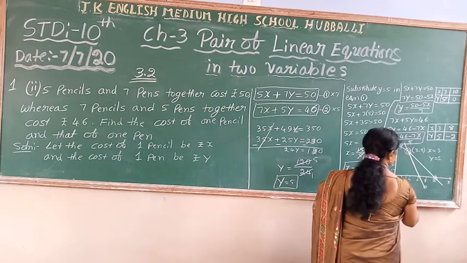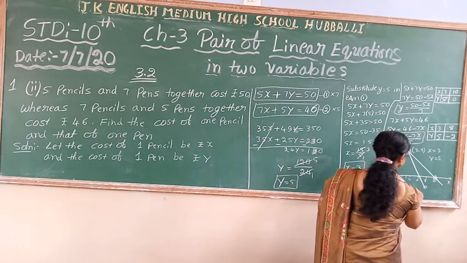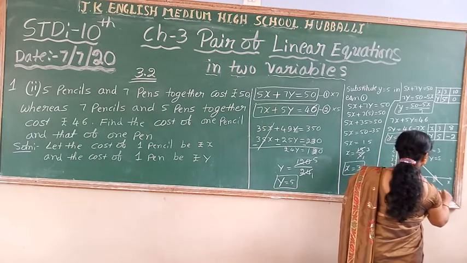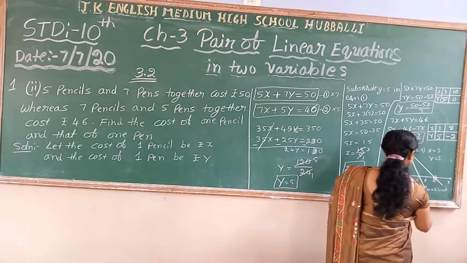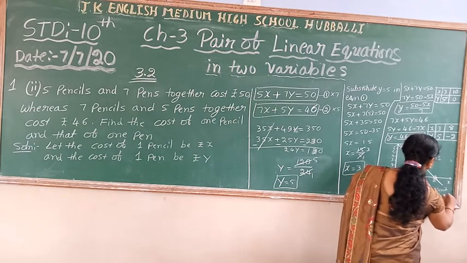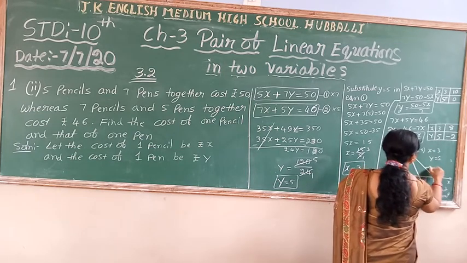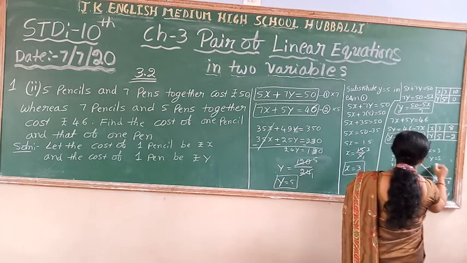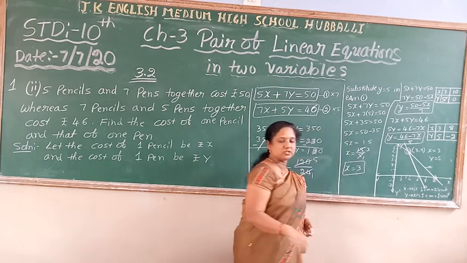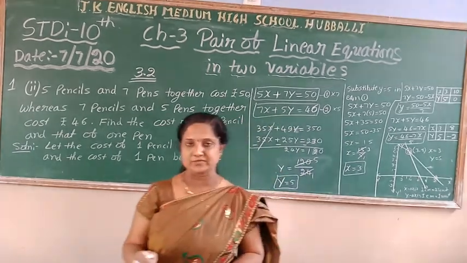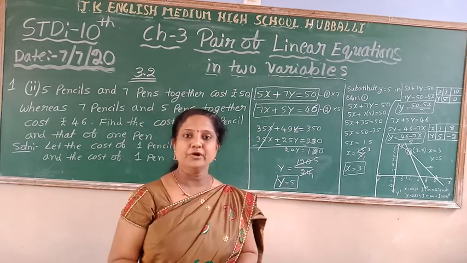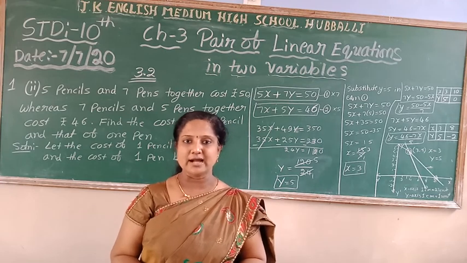Here write the scale: on the x axis 1 centimeter is equal to 2 units and on the y axis 1 centimeter is equal to 1 unit. This line represents the first equation and this is the second equation. So you come to know graphically the solution for this pair of linear equations in two variables: x is equal to 3 and y is equal to 5. Please children write down in your notebook and practice daily.